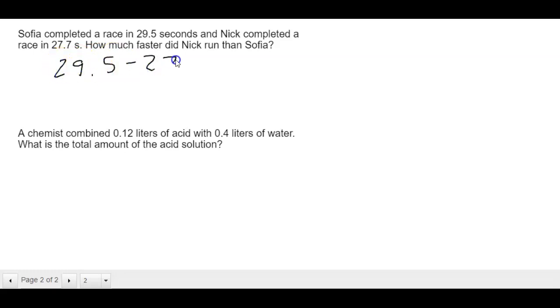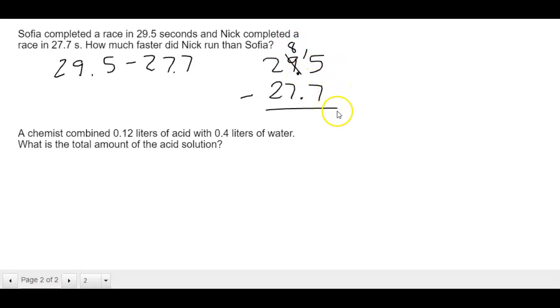So when they ask how much faster, this is implying we should subtract these two numbers. When you do decimal subtraction, you need to make sure to line up by the decimal point. So when we're doing this by hand, we put the 29.5 on top and the 27.7 underneath. And then we need to do subtraction. So we cannot do 5 minus 7. You have to have a bigger number on top, which means we need to borrow from the 9. If we borrow 1 from the 9 to make this 15, that will change this to an 8.